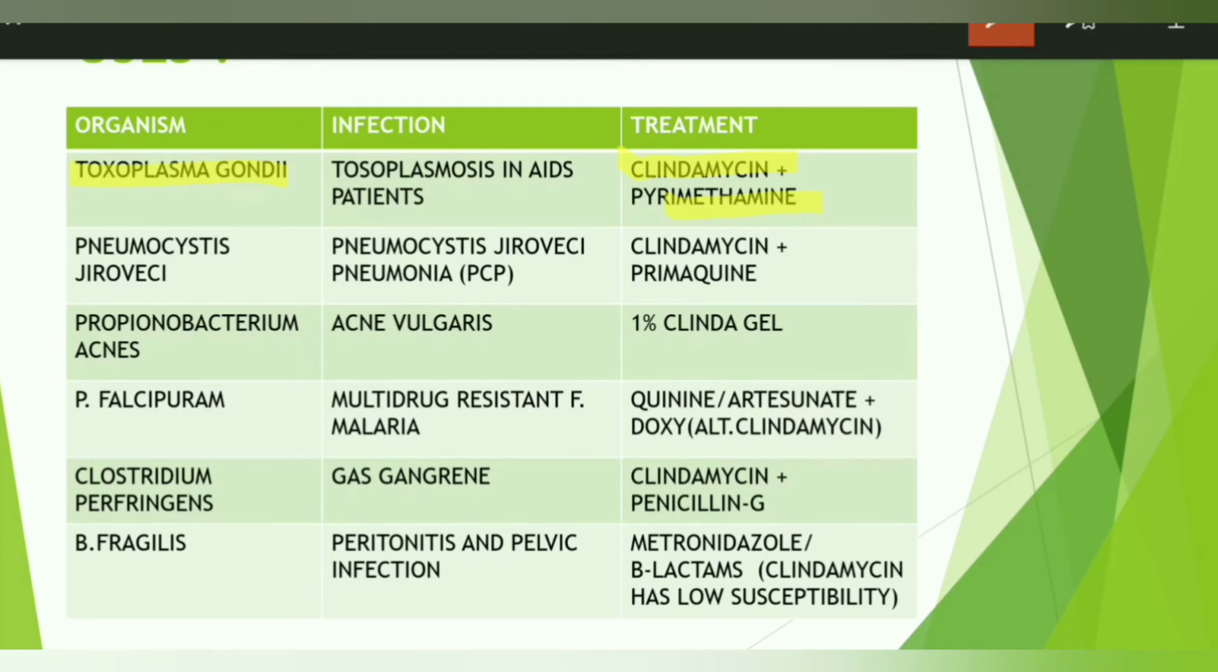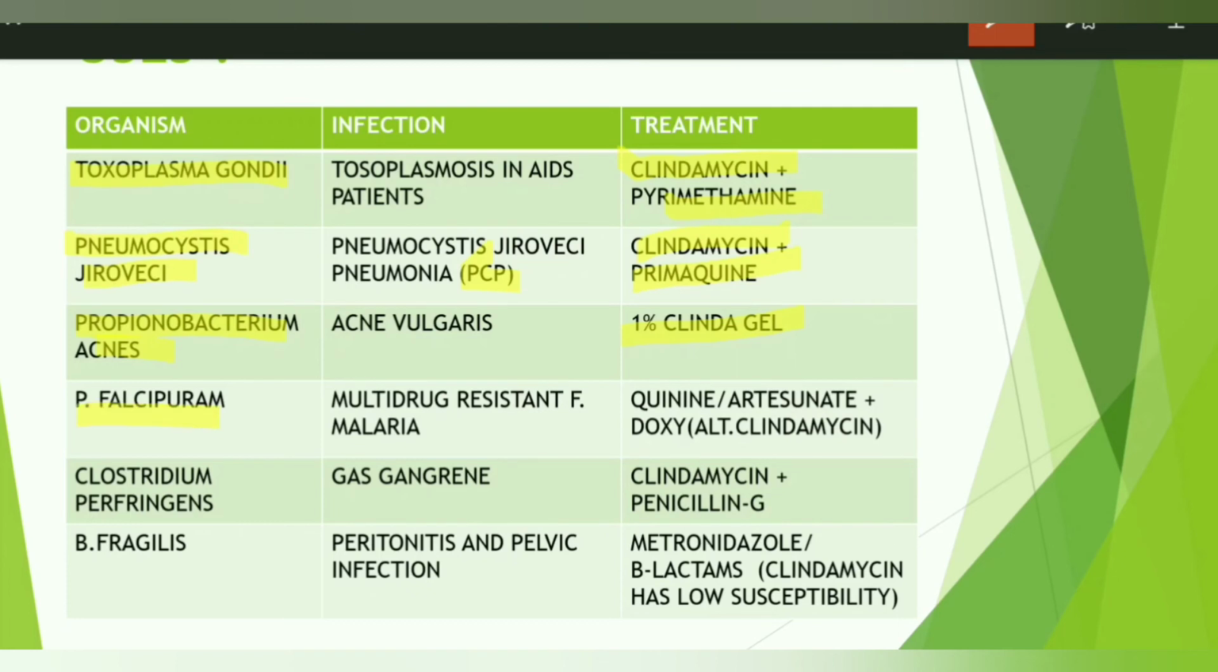Next, Pneumocystis jirovecii. It causes Pneumocystis jirovecii pneumonia, that is PCP. But the PCP here stands for Pneumocystis carinii pneumonia, but instead of carinii, jirovecii is written. The treatment for PCP is clindamycin with primaquine. Next, Propionibacterium acnes. It causes infected acne vulgaris. The treatment here is 1% Clinda gel.